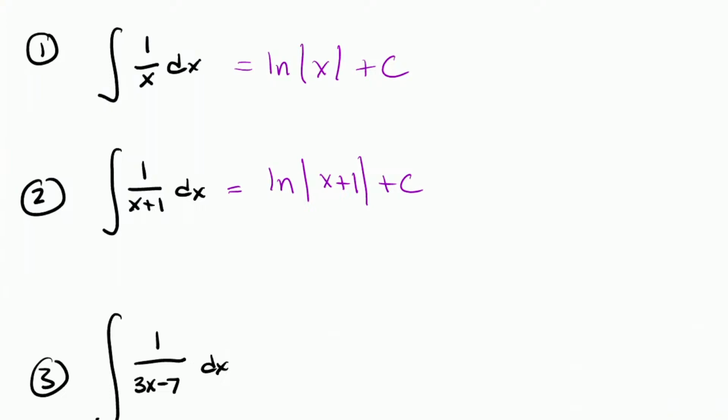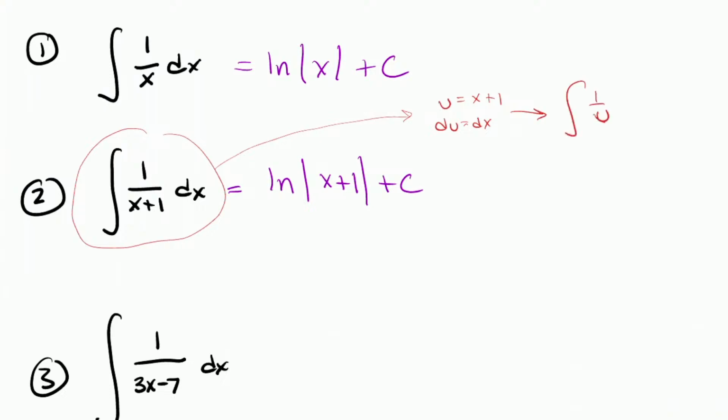Now, here's the thing. Back in the old days, when you were first learning about this, you probably had to do this: u is equal to x plus 1, du is equal to dx, which gives you this integral. Sorry, I keep wanting to put x there, which will give you the natural log of the absolute value of u plus c, which becomes this.